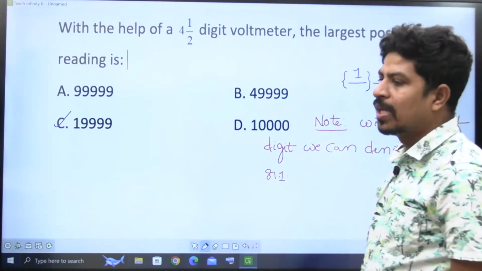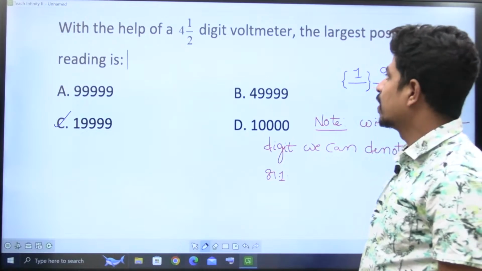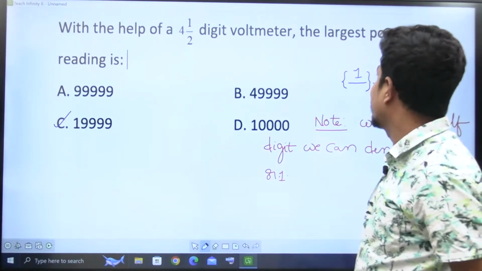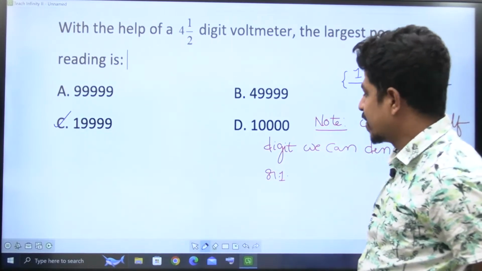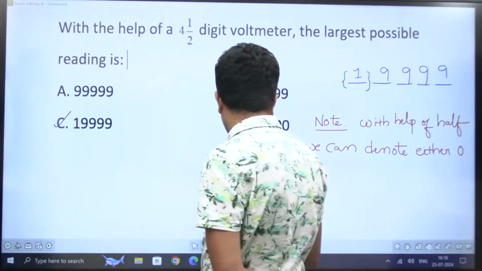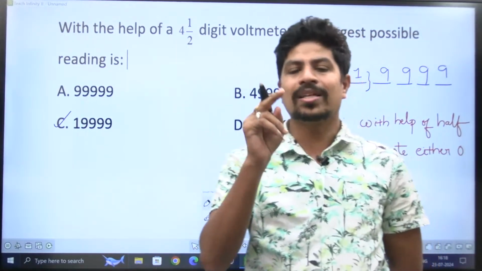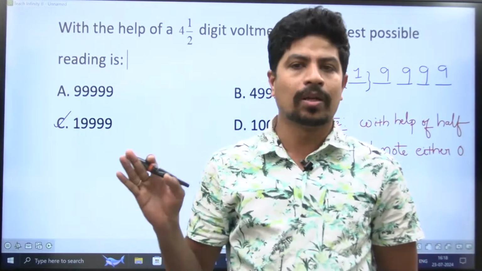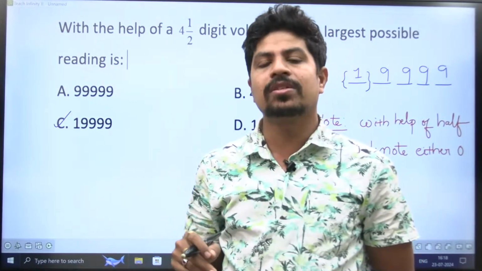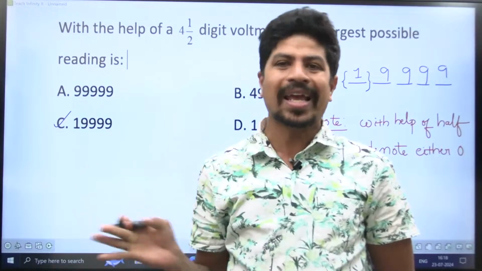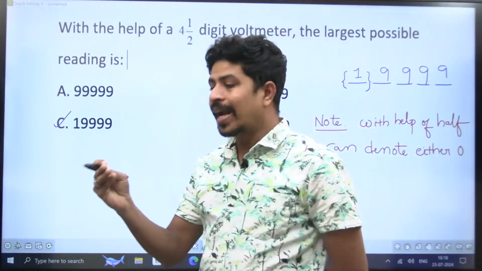The first question is from electronics measurement. With the help of a four-and-a-half-digit voltmeter, the largest possible reading is. First of all, we have to understand what it means by half digit. A half digit is the one which is going to show you either 0 or 1. It's not going to show more than that. A full digit is a digit which is going to show you any number from 0 to 9, right? So he's saying 4.5 digit.